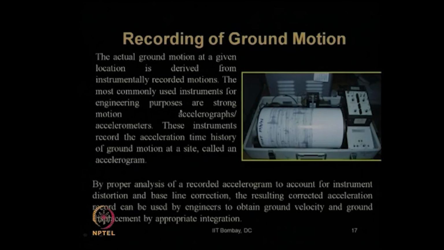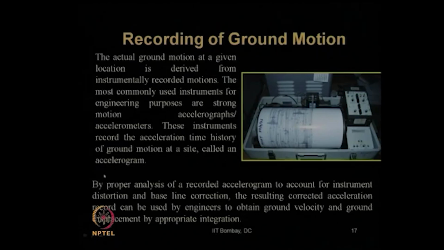Recording of the ground motion: you can see here, the actual ground motion at a given location is derived from instrumentally recorded motions. The most commonly used instruments for engineering purpose are strong motion accelerographs or accelerometers, like this. So, these instruments record the acceleration time history, that is, with respect to time they record the accelerations of a ground motion at a site.